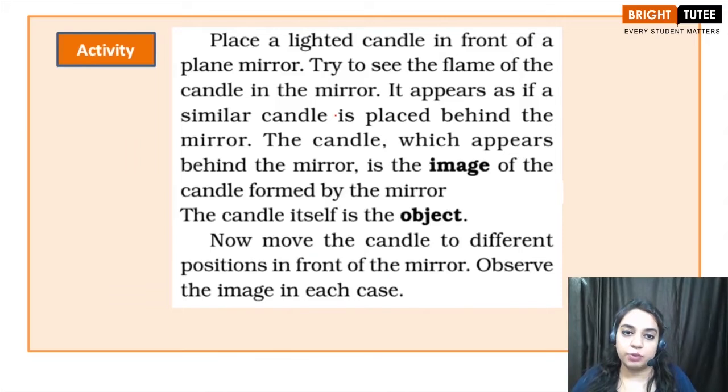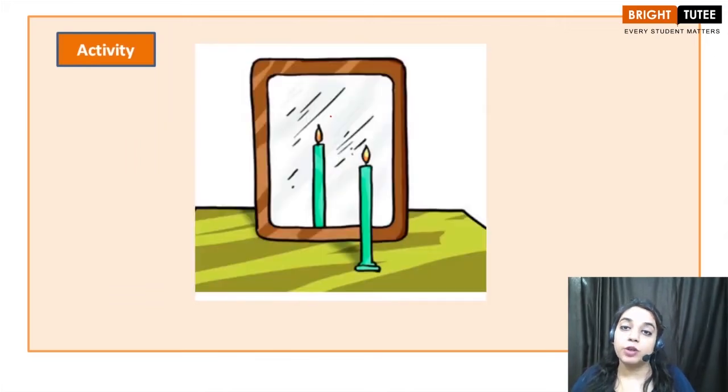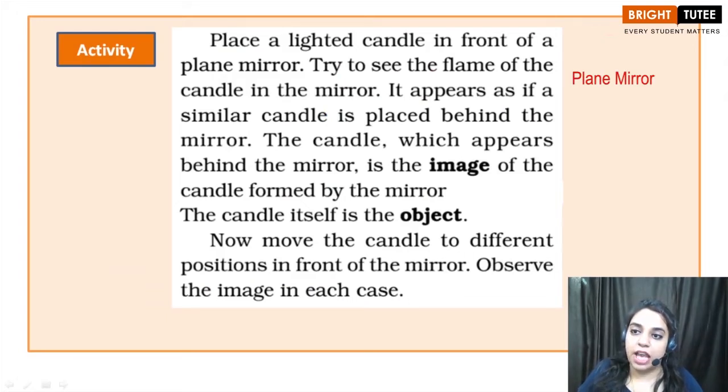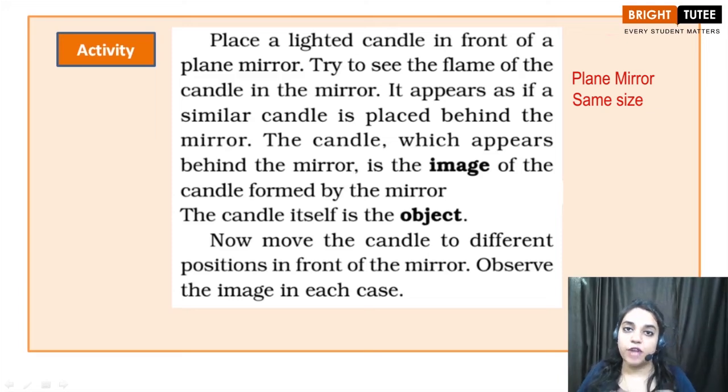In this activity, children, you are going to observe the image formed in case of a plane mirror. You will observe that the image formed by the plane mirror is always of the same size as the object. That is, if you look at yourself in the mirror of a dressing table, the size of the image will be exactly the same as your size, because in that case you are the object, right?